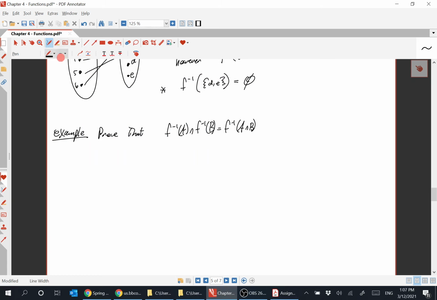Okay. So prove that the preimage of A intersection the preimage of B is equal to the preimage of A intersection B. So how do we show that two sets are equal? You show that they're both subsets of each other. Right. So first we'll show, I'll do it the other way around, that the preimage of A intersection B is a subset of the preimage of A intersection the preimage of B.